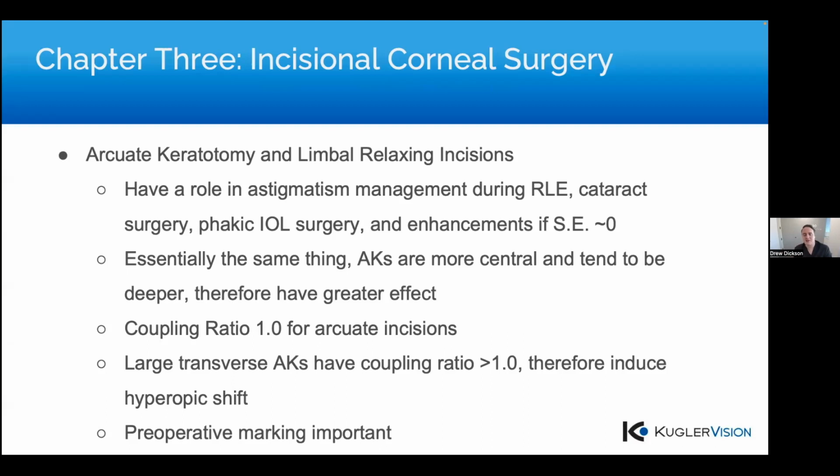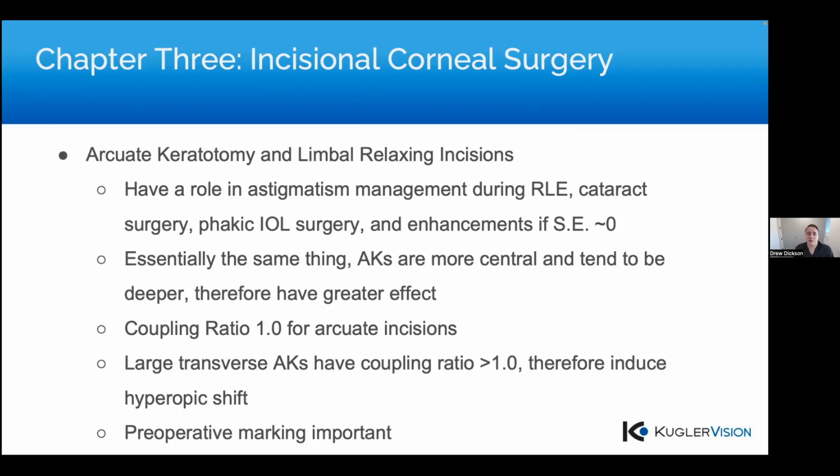AKs and LRIs are essentially the same thing. The only real difference is that AKs are more central and tend to be deeper, and therefore, because they're deeper and more central, have more of an effect than LRIs. For these arcuate incisions, again, a coupling ratio of 1.0, which means we're not going to change the spherical equivalent of the prescription. Large transverse AK, so if you just make a straight line incision, those have a coupling ratio greater than 1 and will induce a hyperopic shift. So that's why we usually do arcuate incisions or limbal relaxing incisions that are kind of curved and follow the curvature of the limbus, because they have a coupling ratio closer to 1.